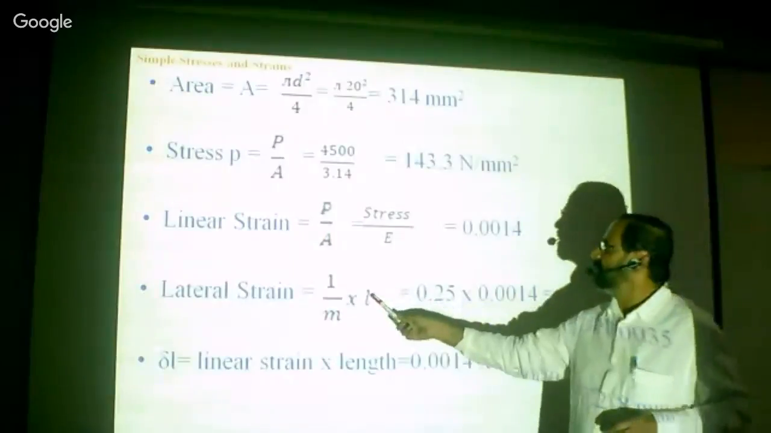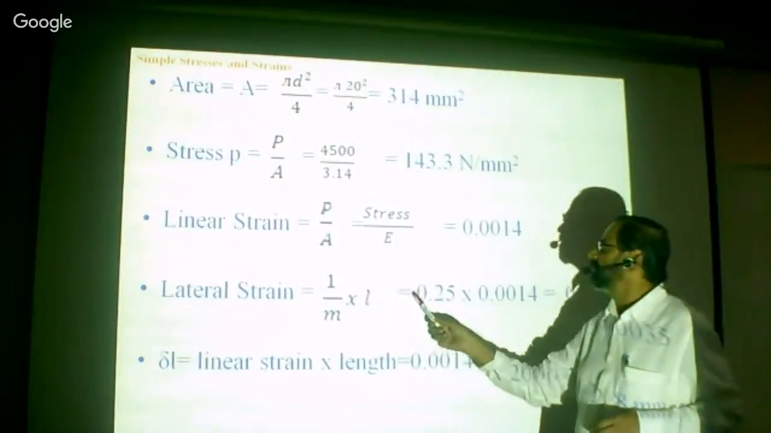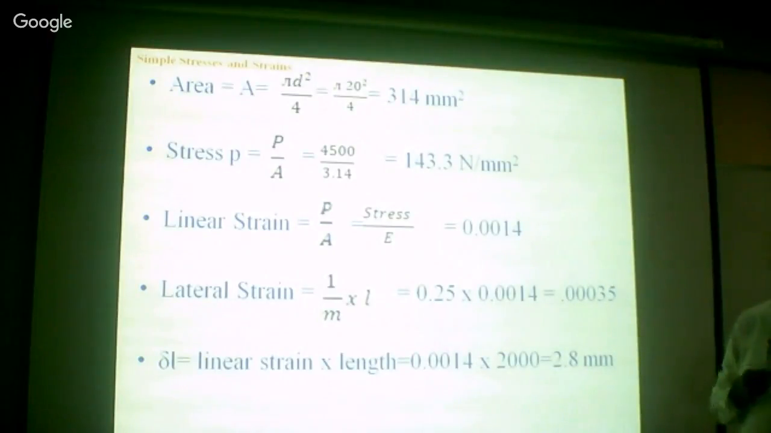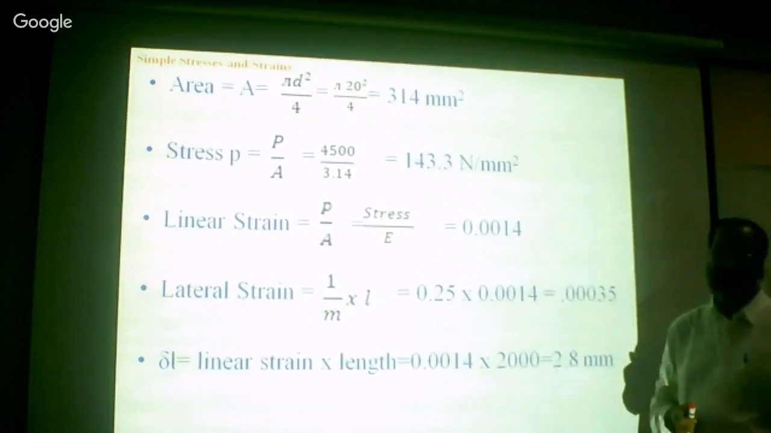That is the linear strain. 1 by m multiplied by linear strain is equal to 0.2. Then this gives you the lateral strain. Yes or not? Therefore, change in length.